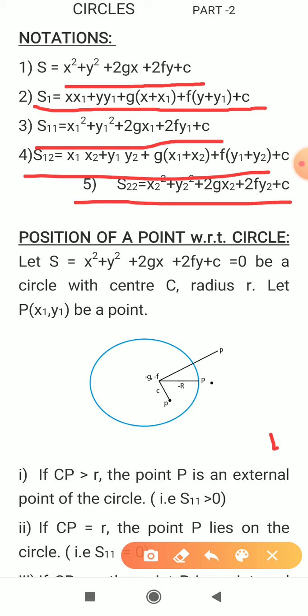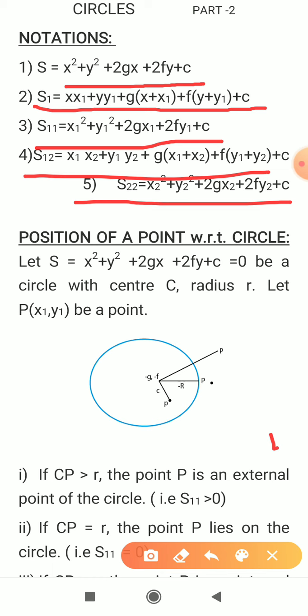Now we discuss the position of a point with respect to a circle. What is meant by position? Suppose we treat a circle as our house. If you are in your house, you are an interior point of the house. If you are outside of the house, you are an external point of the house. But being on the house is meaningless.